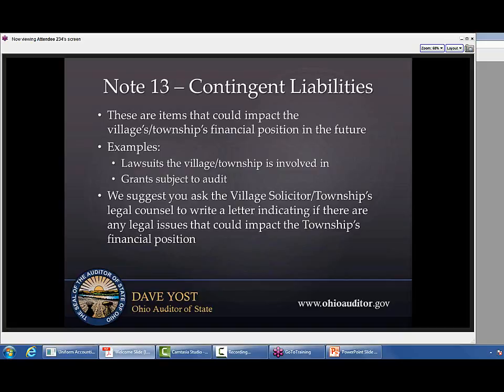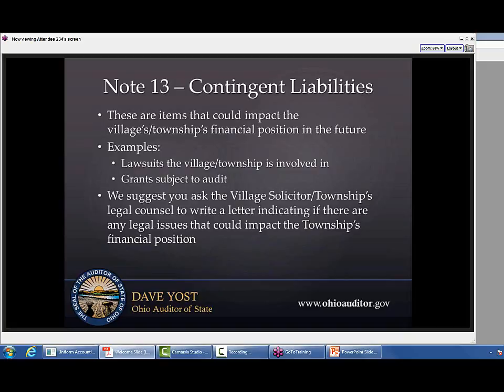And the best person that would know this type of information is whoever your legal counsel is, your village solicitor. Write them a letter, have them write a letter indicating if there are any legal issues that could impact the township or the village's financial position. Okay? That way you have it in writing that you've addressed this issue or you've tried to address this issue.